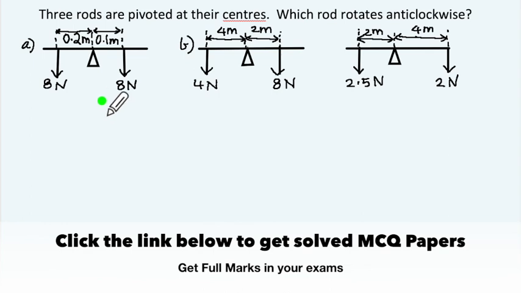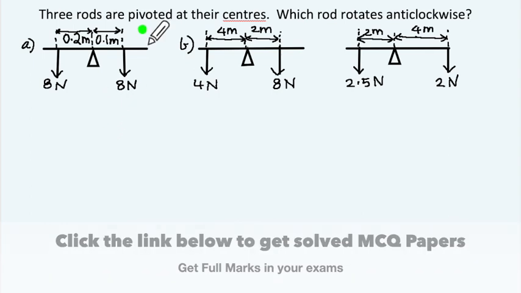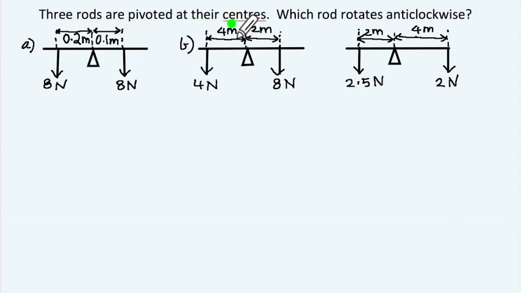Okay, so let us take another example of principle of moments. We have 3 rods which are pivoted at their centers, which means it doesn't matter what this end point and this end point are. It doesn't really matter which rod rotates anti-clockwise. Now here you will see this is going to be anti-clockwise, this is going to be clockwise. So if you look at the anti-clockwise, it will be this multiplied by this, that is W1 L1, that will give us 1.6 Newton meter, and that will be anti-clockwise.